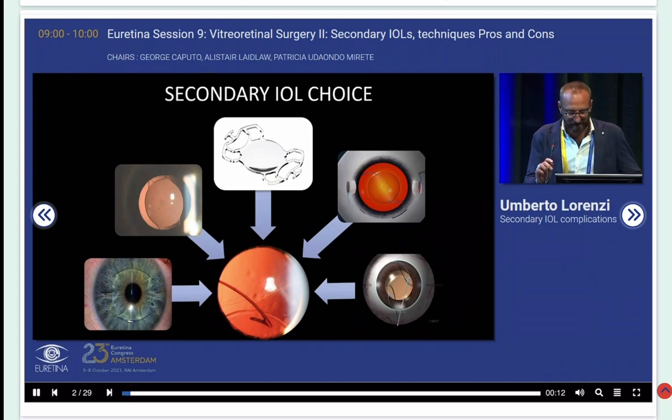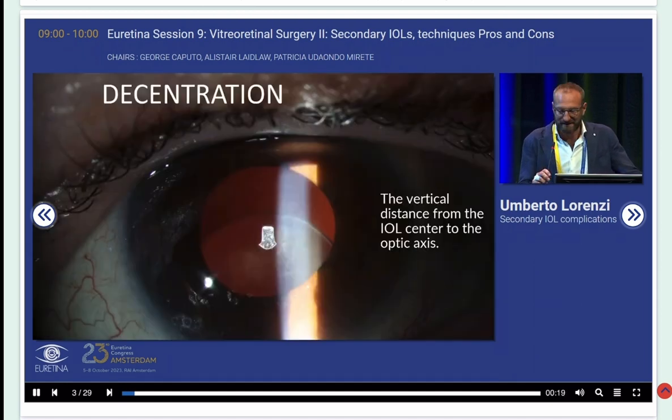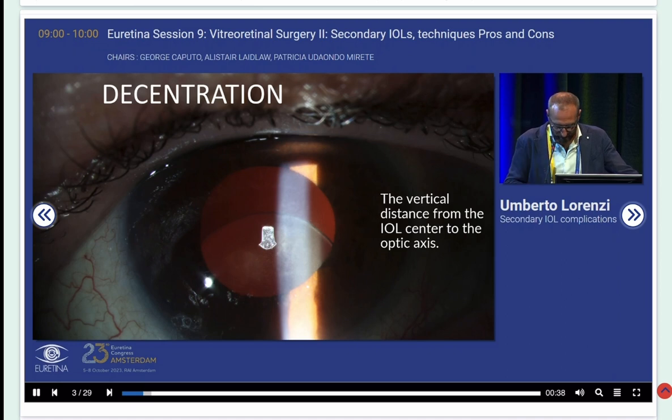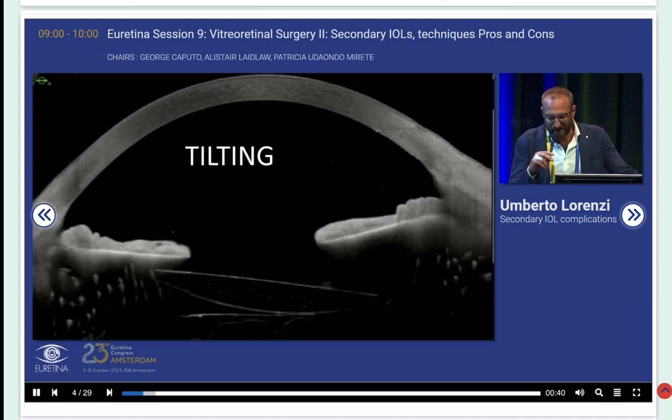So, secondary IOL, we have a lot of choice. A lot of choice of techniques means a lot of different complications. First one, decentration, is where there is a distance between the IOL center and the optical axis. This is not always a problem, because with a monofocal IOL it is not always impairing the visual acuity, but sometimes the rubbing can provoke a dispersion of blood or pigment and then cause problems.